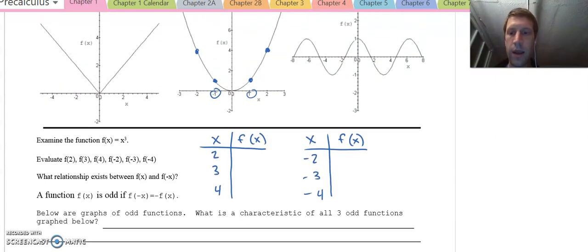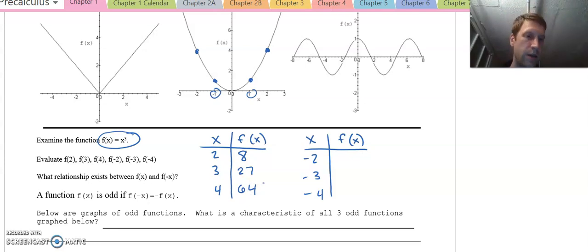Okay, so now we'll look at a common odd function, f of x equals x to the third, and we're going to look at those same 6 inputs that we looked at from the previous example. So 2, 3, and 4, positive and negative. So let's cube all these values. 2 cubed is 8, 3 cubed, 27, 4 cubed is 64. Now, if this were even, I should get the same outputs, right? So let's see what happens.